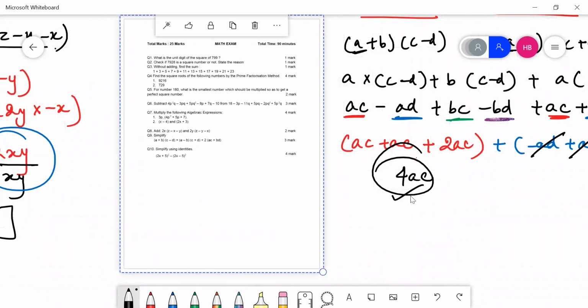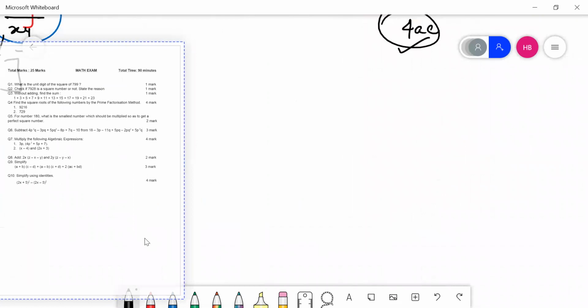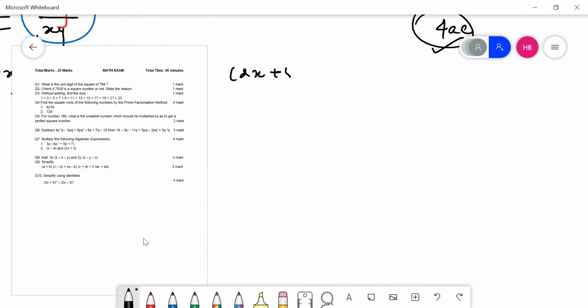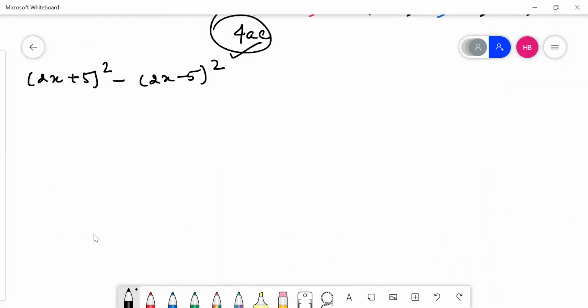Now the last question, question number 10. Let's just look at it. Simplify using identities. The question is (2x plus 5) whole square minus (2x minus 5) whole square, right? I have to simplify it using the identities. When I see the question, I see there are two square terms and there is a minus sign in between. So by default, I think of an identity with two square terms and a minus sign in between. I get reminded of a square minus b square, which can be written as (a minus b)(a plus b).